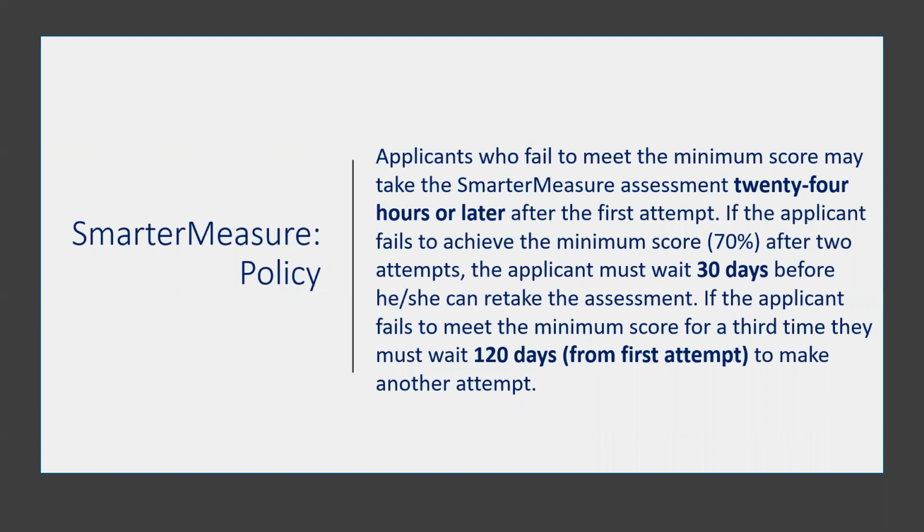Now, if the applicant fails to achieve that minimum score after 2 attempts, the applicant must wait 30 days before he or she can retake that assessment. Okay. Now, if the applicant fails to meet the minimum score on that third attempt, then they have to wait 120 days to make another attempt. Okay. Now, the 30-day thing.